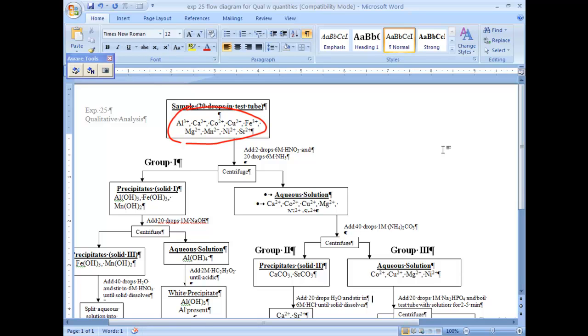Also, there's a case where we have to do some heating of solution, so you might want to start heating your water at the beginning of the lab. That way it's ready for you when you're trying to do that part of the experiment. And any heating that we're going to do will be with the hot plates, not with any flame.